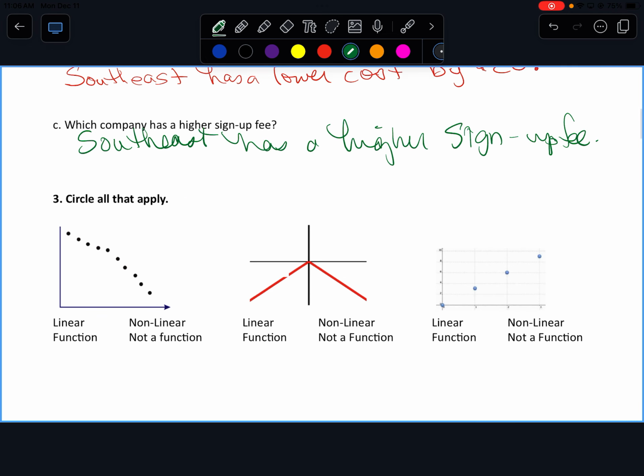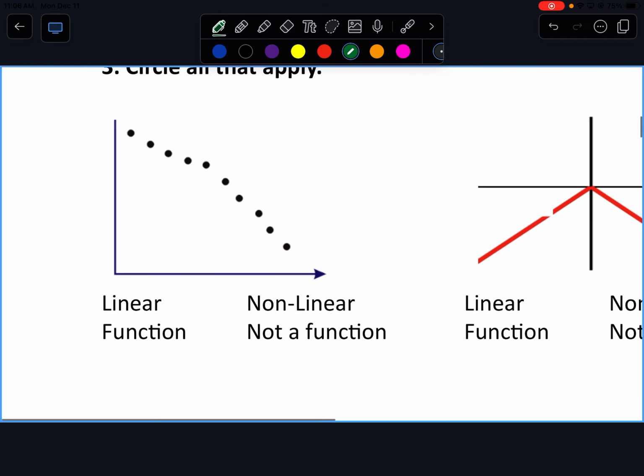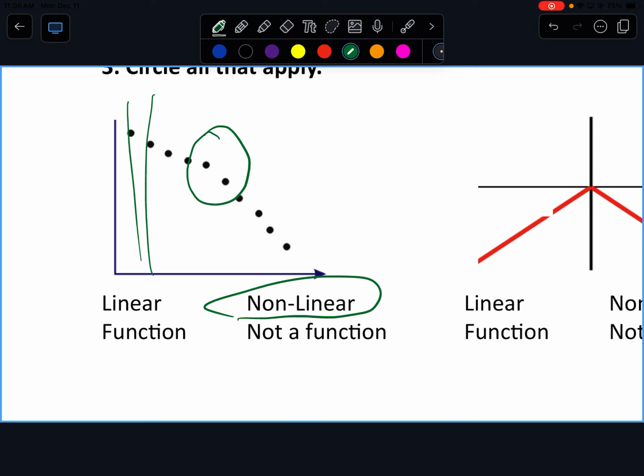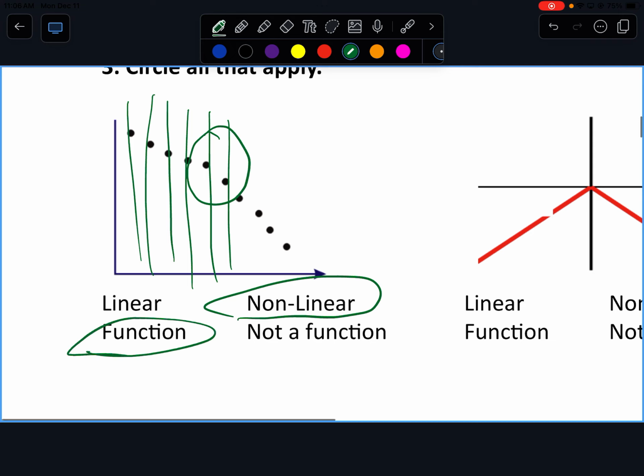Okay, is this linear? Well, it looks like it would be a line, but you see these go out of order, so this is non-linear. Does it make a function? Well, if I was to draw vertical lines, I know these are horrible vertical lines, it's not going to hit more than one at a time, so that is a function.